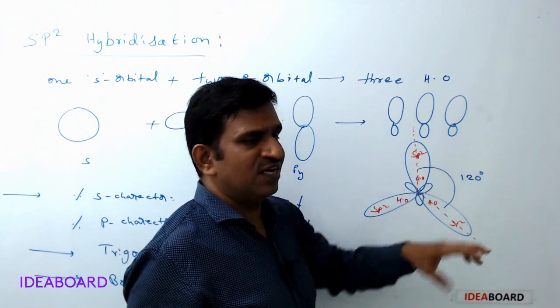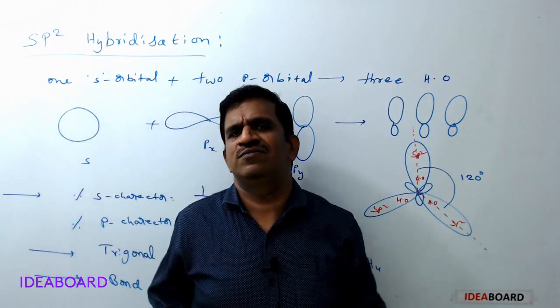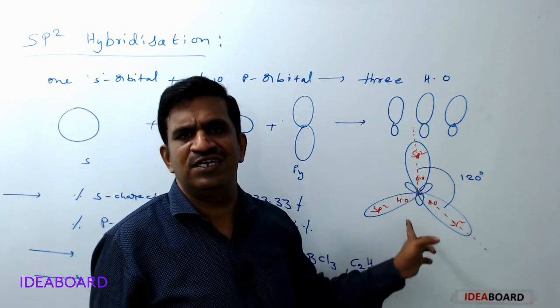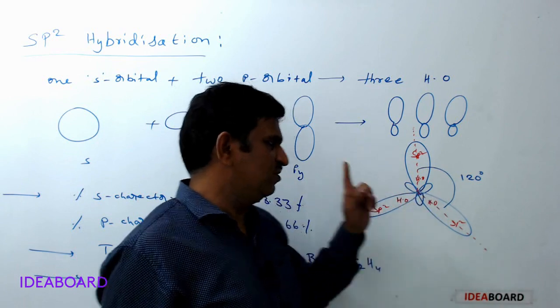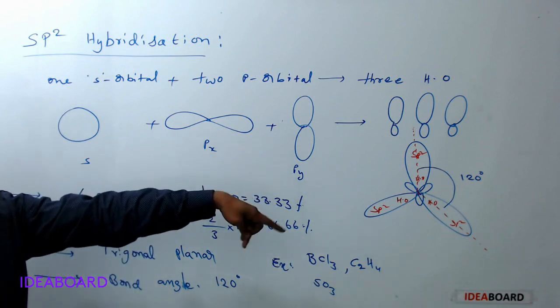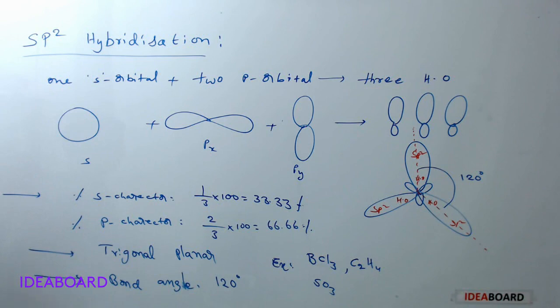Those three are arranged around the central atom to give minimum repulsion and maximum stability. So the arrangement of orbitals with minimum repulsion and maximum stability is a trigonal planar shape. And between two hybrid orbitals, the bond angle is 120 degrees.